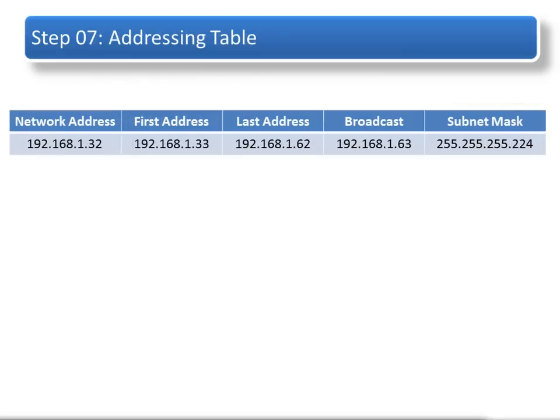Sometimes it helps to organize the results of your work into a single table to help see the block of addresses designated for the network and the related subnets. So far, we have done the work for one subnet whose network address is 192.168.1.32.